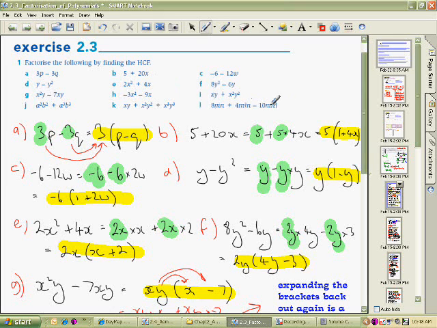Here, is it so obvious? We've got an 8 and a 4 and a 10. What's the common factor? Well, it's just 2. We can't use any other number. 4 is okay for these two, but not for this one. So 2 is the highest common factor.